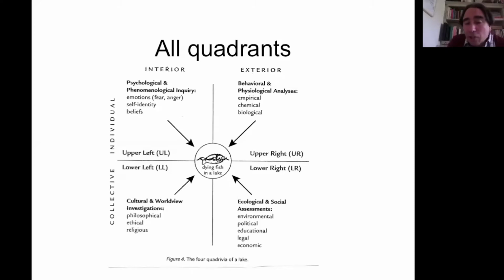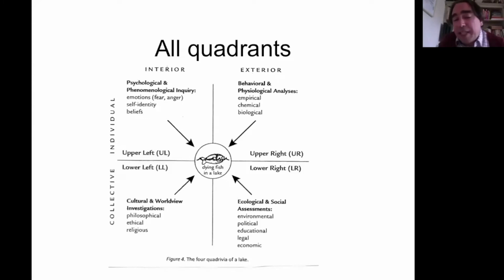And then if you look at the ecological and social assessments, if you take an environmental assessment, you might say, where's the nitrate coming from? Okay, the farmers are putting fertilizer on their fields. The rain is coming down. The fertilizer is flowing into the lake. It's causing the lake to be full of nitrates. The nitrates are causing eutrophication, and the fish are dying. So that's an ecological assessment.